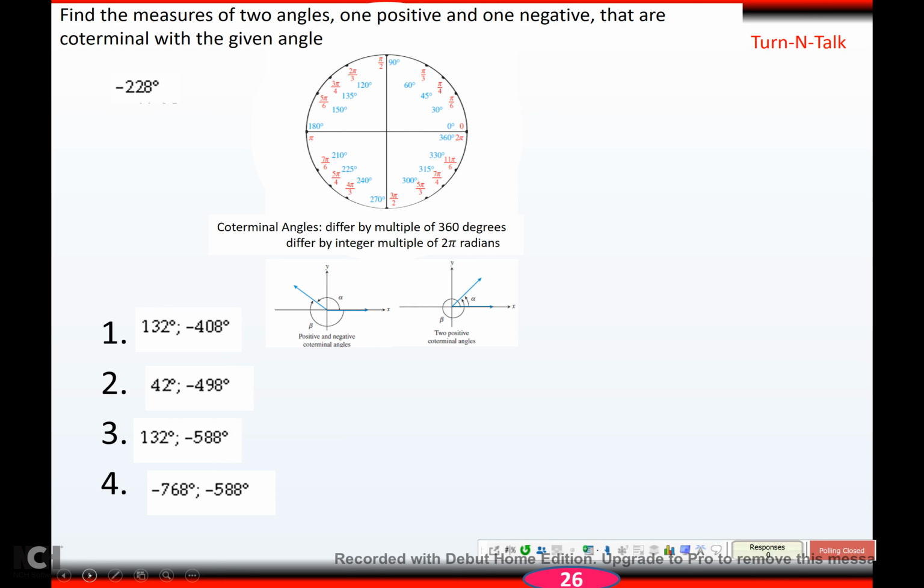Alright, so you do this one, you don't have to draw it, they just want you to find the measure of 2 angles, one positive and one negative. Hit pause, come back when you're ready.